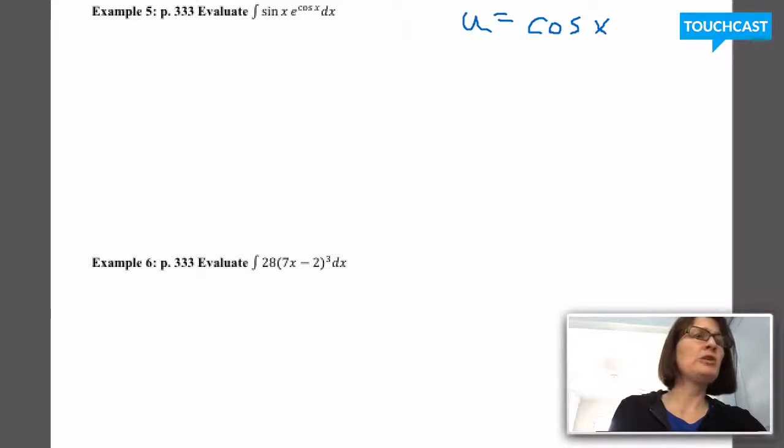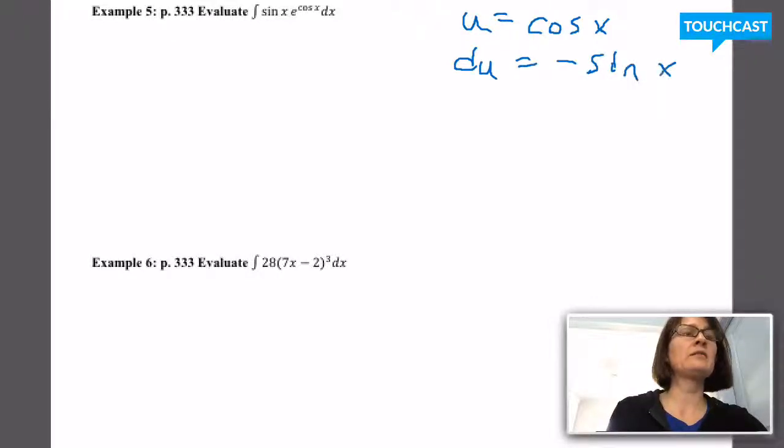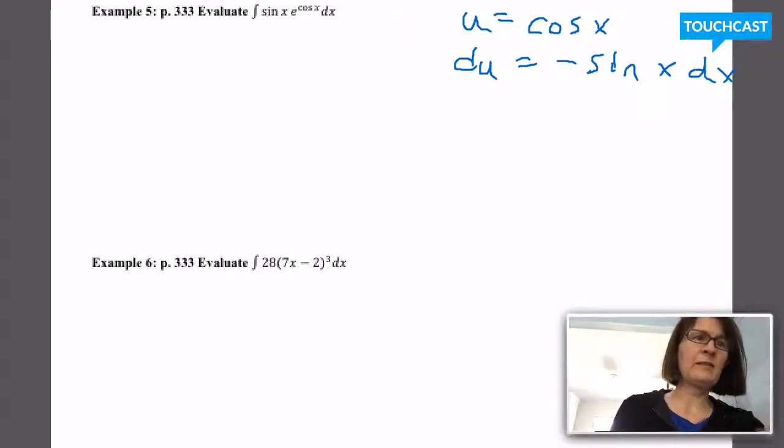So if u is cosine of x, then I need an expression for du, which is going to be the derivative of cosine, negative sine of x dx. There's a couple ways to think about this.